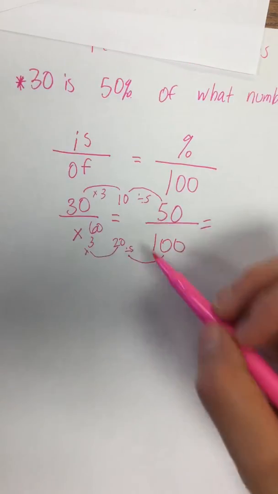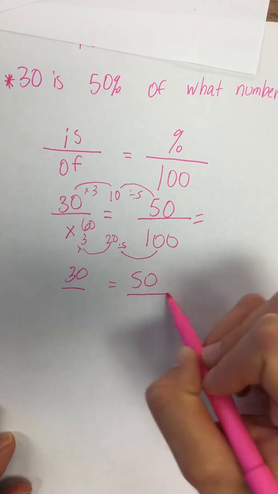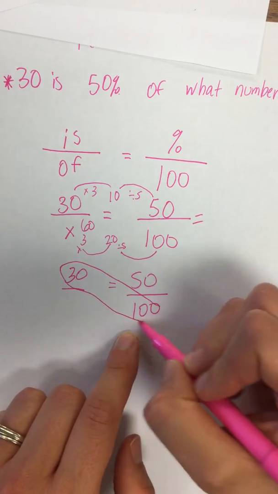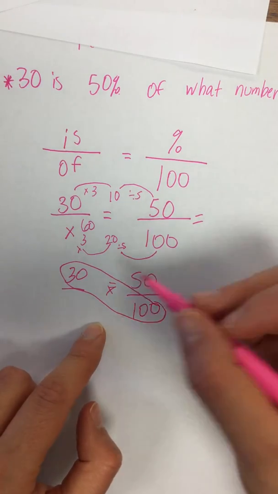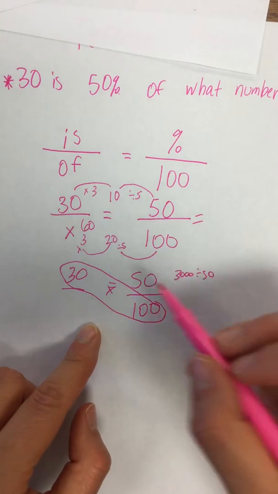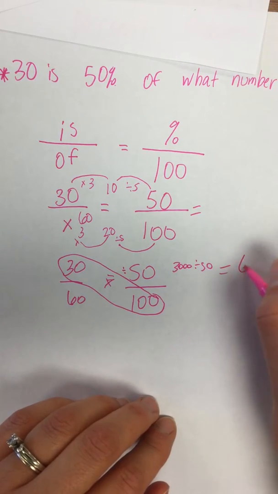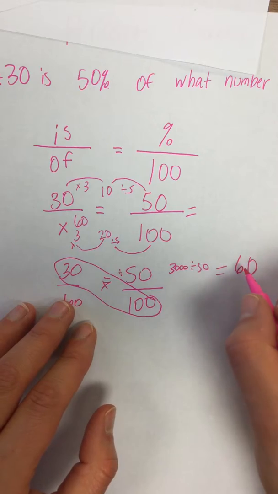Another way students solve, calculation-wise, is by cross-multiplying. So they would do 100 times 30, using the two across, and that would be 3,000. And then you take 3,000 and divide it by your leftover number, 50, to get 60. Either way, you get 60 as your answer. So 30 is 50% of 60.